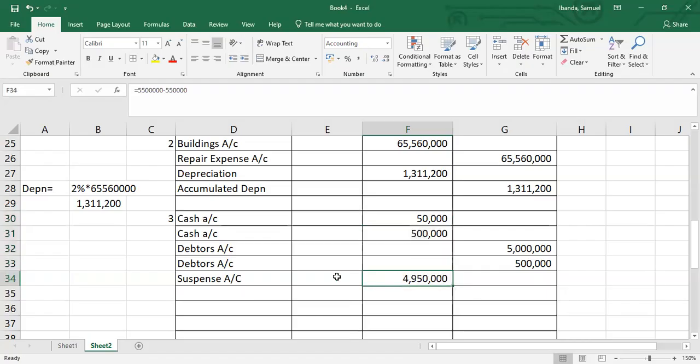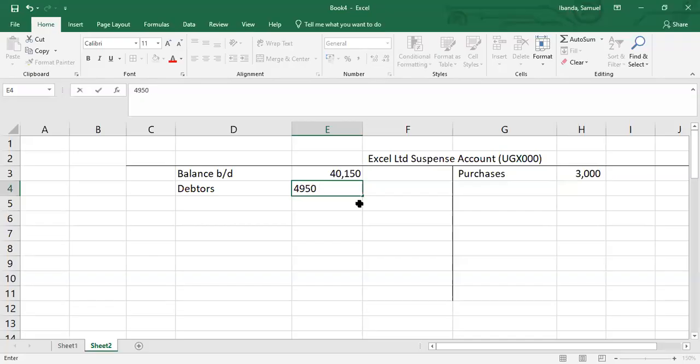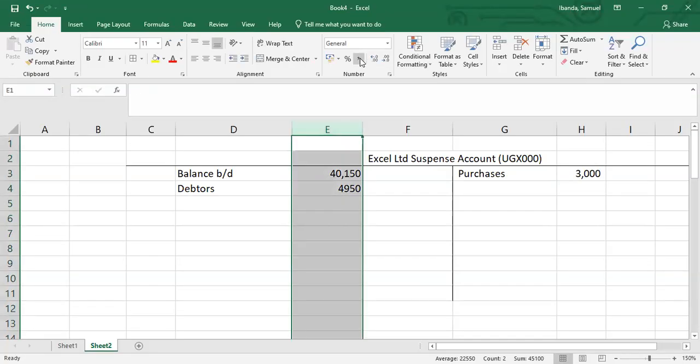So after I've gotten my figure, I'll just move to my suspense account here and be able to record that kind of transaction. Okay, and what I'll basically do, of course, it had to do with the debtors. So what we have debited is our debtors. So I'll just come to my debtors. Okay, let me just pick it. It's 4950. So I'll just record 4950 because there are already 3 zeros up.